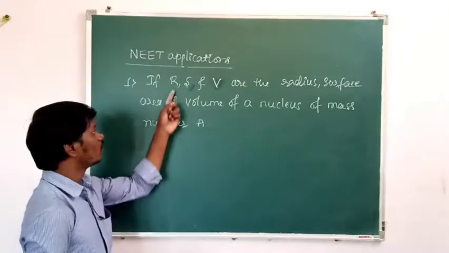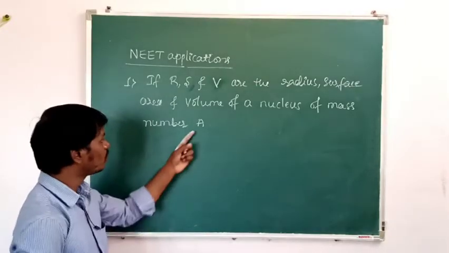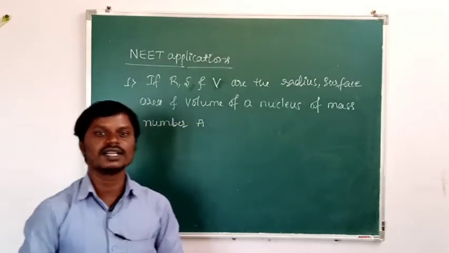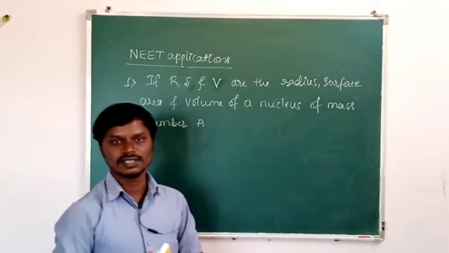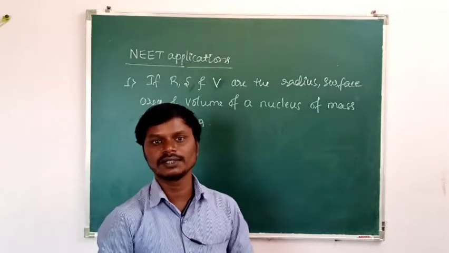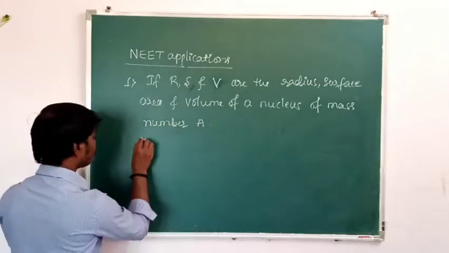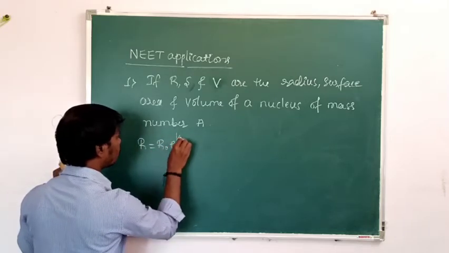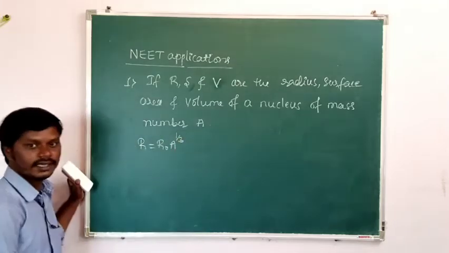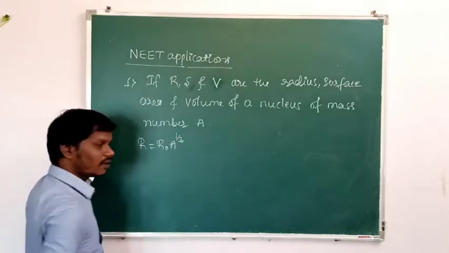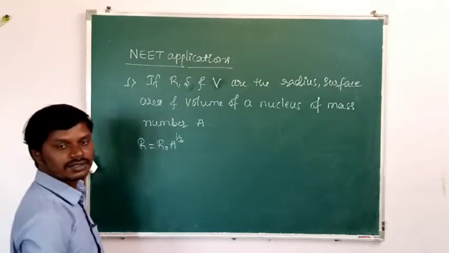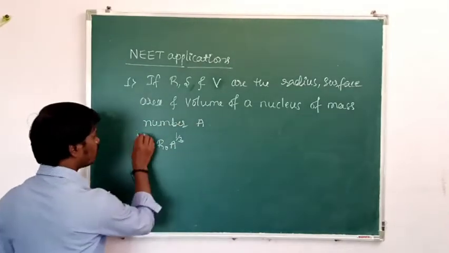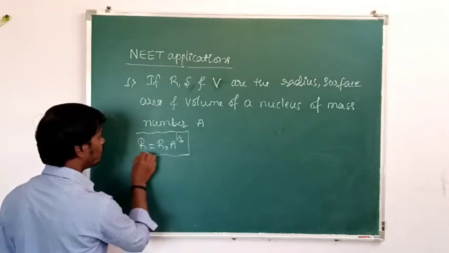Then how to find the radius of the nucleus, if we know the mass number of the nucleus? What is the radius of the nucleus? R is equal to R naught into A raised to 1 by 3, means the cube root of A. Then what is the value of R naught? Already you know that, it is 1.2 into 10 to the power of minus 15 meter. It is the formula used to find the radius of a nucleus.